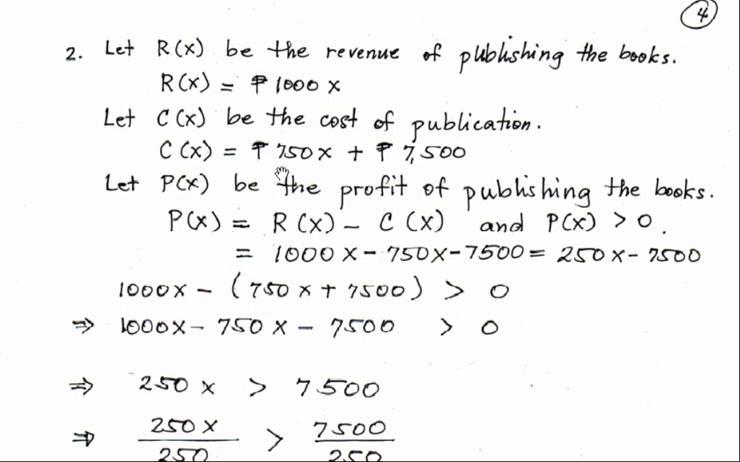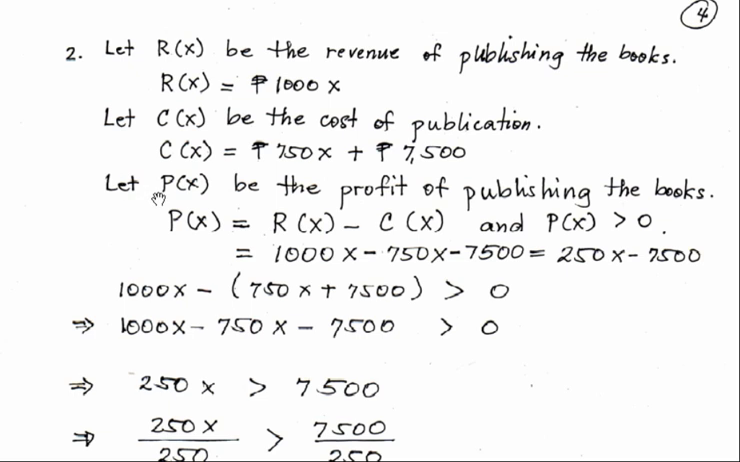For the cost, let C of x be the cost of publication. It's given earlier that the variable cost, meaning the number of copies of books produced times the price of the company, is 750. So we have the variable cost 750x plus the fixed cost, 7,500. So the cost function in this particular problem is C of x equals 750x plus 7,500.